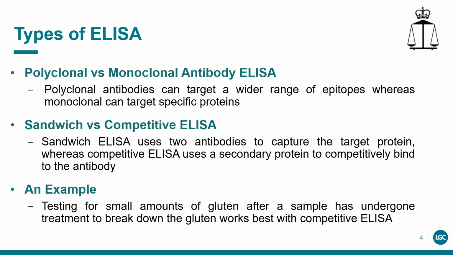For example, when detecting gluten after treatment to break it down, any remaining gluten fragments may be too small to be detected quantitatively by a sandwich ELISA, and thus competitive ELISA should be used. However, competitive ELISA approaches typically utilize less rigorous extraction, which in turn may result in incomplete extraction, especially in processed matrices.